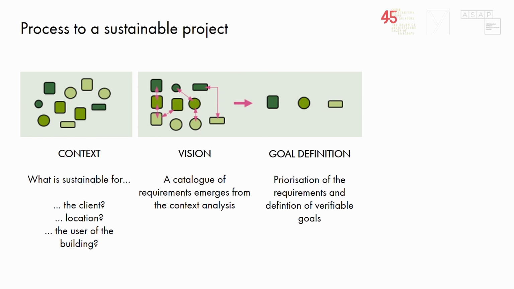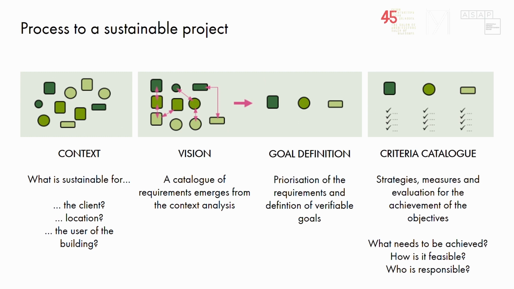From that context analysis, we then put together a catalog of requirements that emerges from this and make a prioritization of the requirements and the definition of the goals. Important in that regard is always that the goals need to be verifiable. They need to be achievable goals that we can actually look at and define as goals that we can achieve.